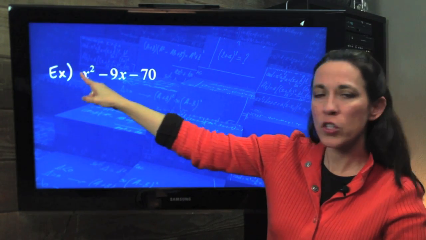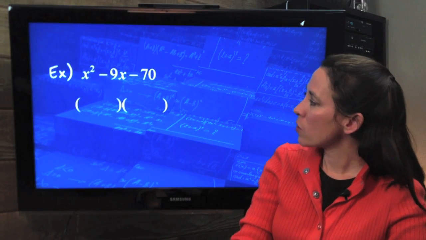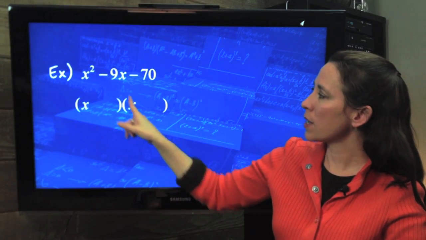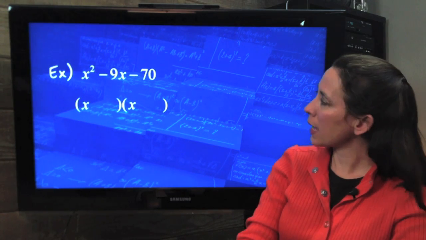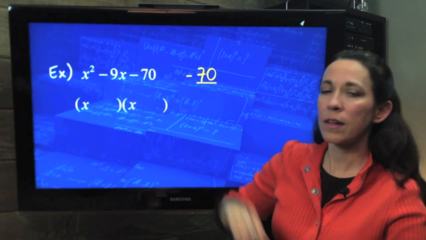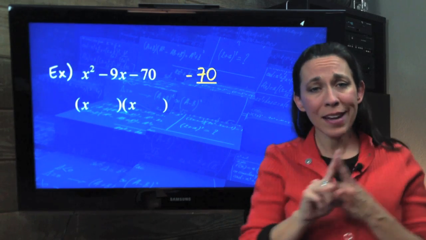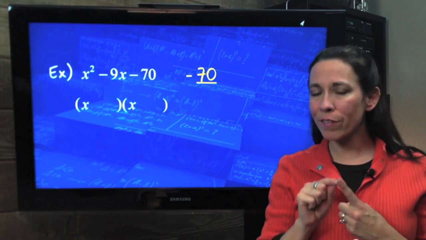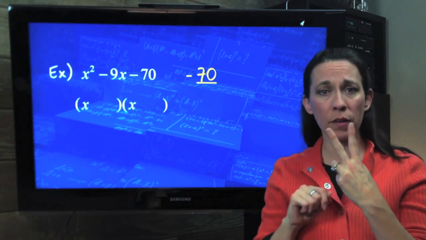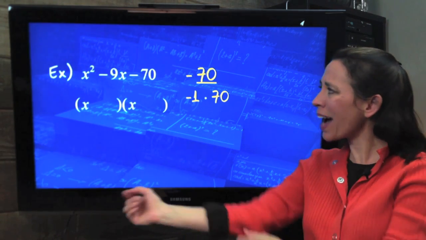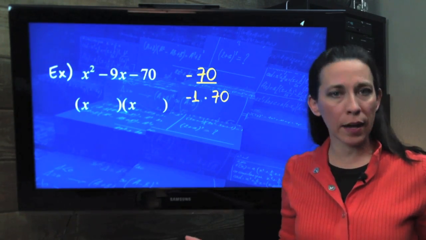Your first coefficient is 1. So that means I can go straight to the x times x, which gives us the x squared. Now I want to find factors of negative 70 that add to a negative 9. Now the 70 is negative, which means one of our factors has to be negative. Only a negative times a positive is going to give you a negative number. So I just start with the left-hand side always being negative.